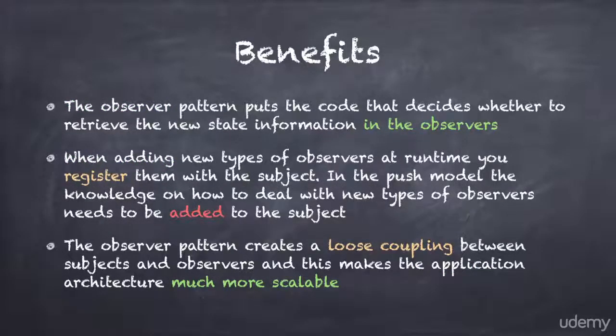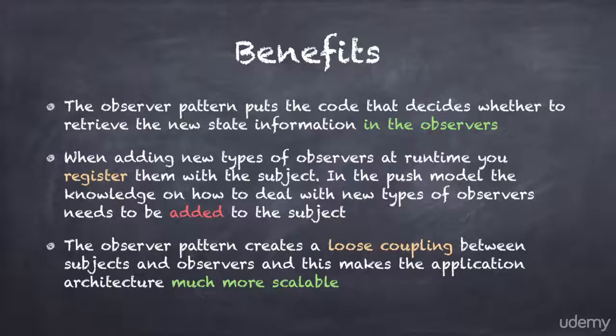First of all, the observer pattern is more flexible than the push model. In the push model, the subject needs to know exactly which observers need the new state. But in the observer pattern, the subject only signals that new state information is available. The observers then decide on their own if they need to retrieve it or not. The pattern puts the code that decides whether to retrieve the new state information exactly where it belongs, in the observers.